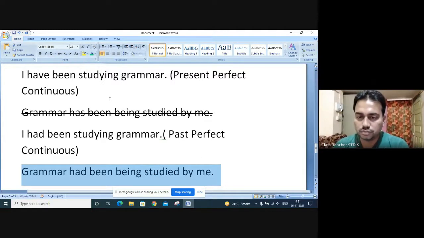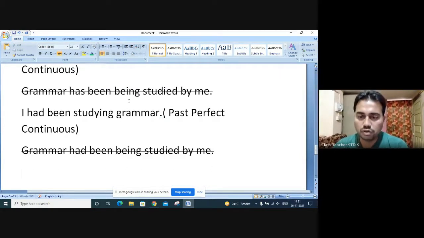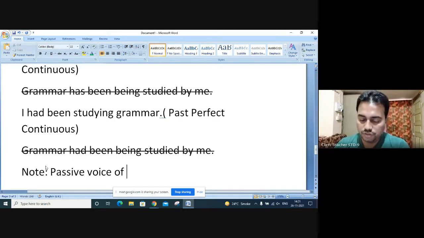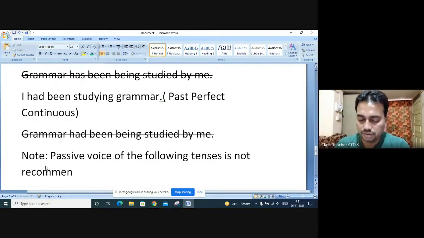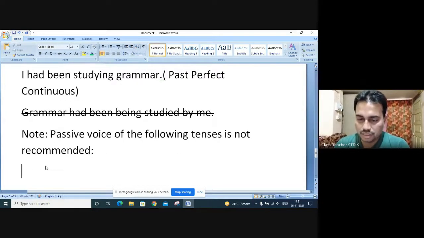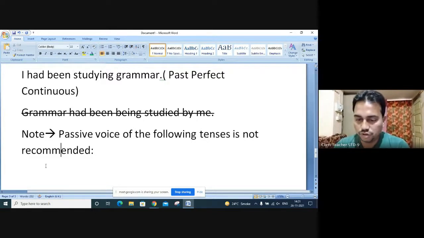So, note. Let's make a note. Note or rule, whatever you want to write. Write it big, it is a note, it is a rule. So what is the rule or note? Passive voice of sentences of the following tenses is not recommended. What is the note? The note is passive voice of the following sentences is not recommended.